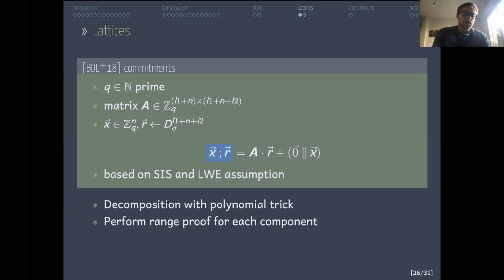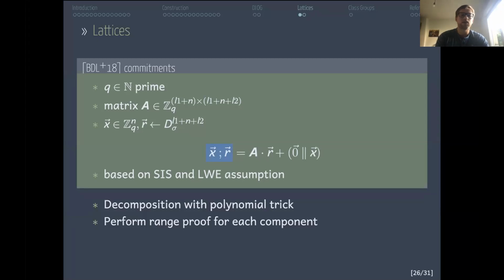And this is secured based on the plain SIS and LWE assumption. And then, in order to show the decomposition, it's a bit harder because this has slightly less strong homomorphic properties than the previous Pedersen commitment scheme. But essentially, we can just use a small decomposition trick with a polynomial that is very common in lattice literature, and then everything turns out to work perfectly fine. But yeah, we need to pay a bit of an overhead.